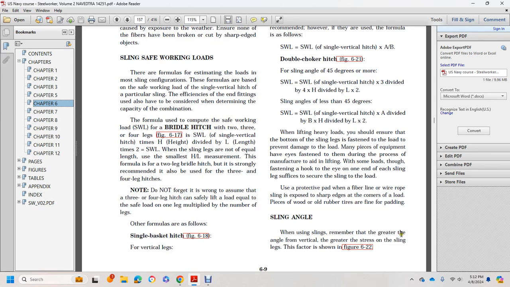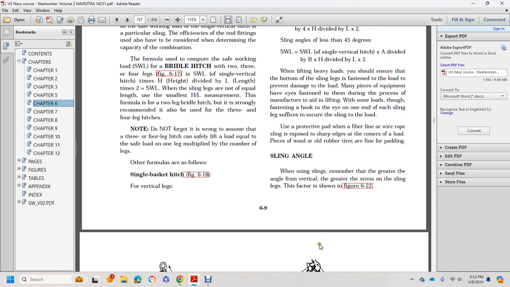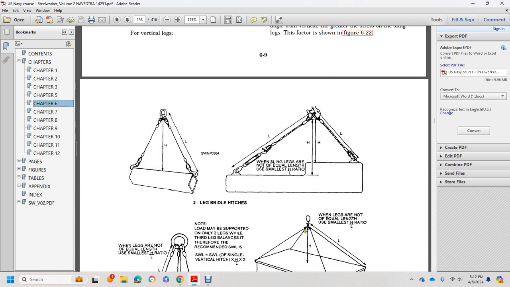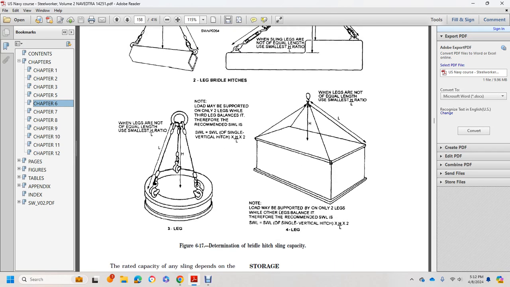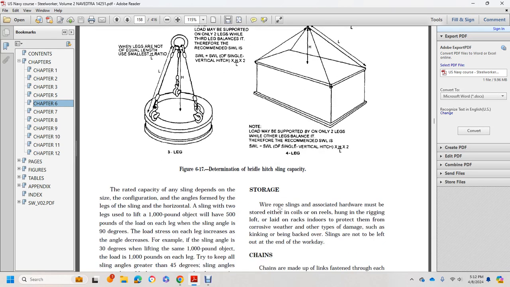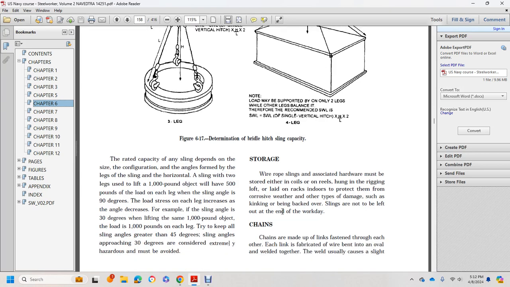Sling angle. When using slings, remember the greater the angle from the vertical, the greater the stress on the sling legs. This factor is shown in figure 622, which shows two-leg bridle hitches. Figure 617 shows the bridle hitch and sling capacity. The rated capacity of a sling depends on the configuration, the angle of the legs, and the horizontal spread of the legs. The lift of a 1,000 pound object will have a 500 pound load on each leg.